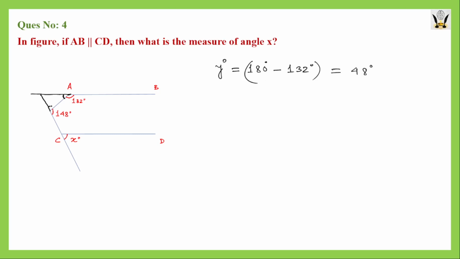Now again this angle, if we mark that as z, and this angle which is given as 148, the summation of these two angles will again be 180 degree. Again they form a linear pair.